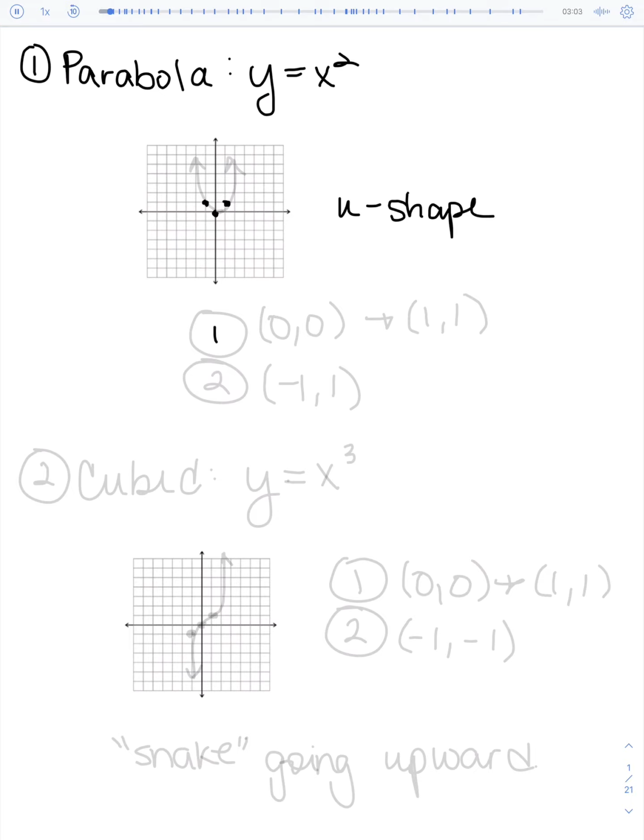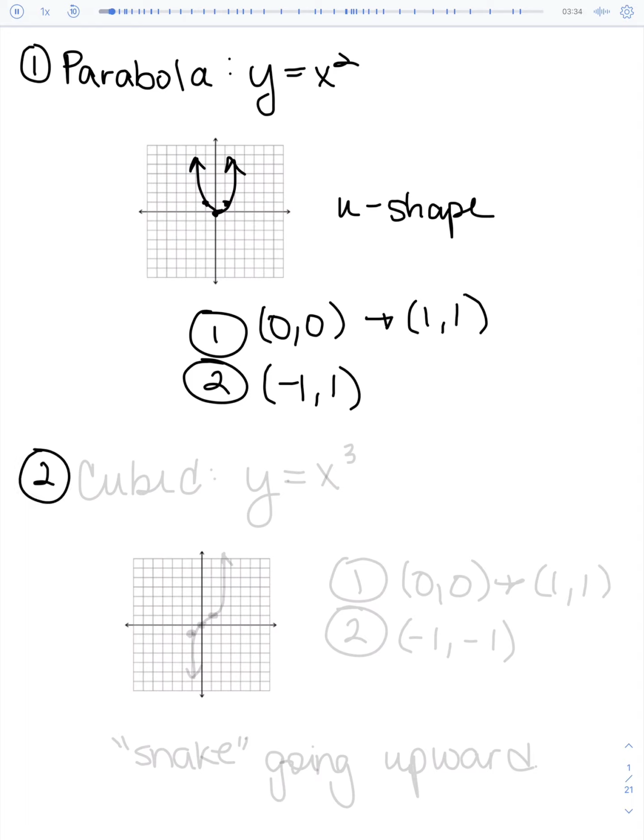So we go through 0, 0, and 1, 1, as will all of our graphs, but we also go through negative 1, positive 1, so that we get that U shape. The reason why we need these 3 points is because we're going to shift left, right, up, and down, and possibly flip things over, stretch them, that sort of thing. So we need these 3 points each and every time.